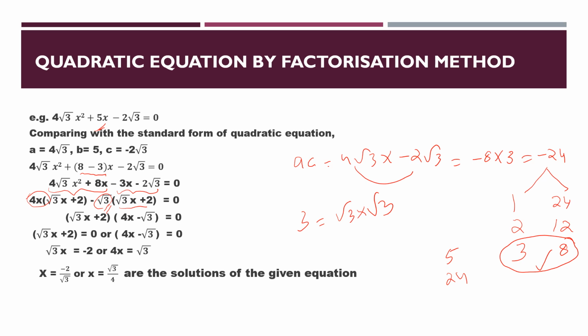Now we have written it in factors and now equate to 0. Root 3x plus 2 equal to 0, or 4x minus root 3 is equal to 0. So root 3x will be equal to 0 minus 2, that is minus 2, so x is equal to minus 2 by root 3. And here 4x minus root 3 equal to 0, so 4x equal to root 3, and x is equal to root 3 by 4. So these are the two solutions of the given quadratic equation using the factorization method.